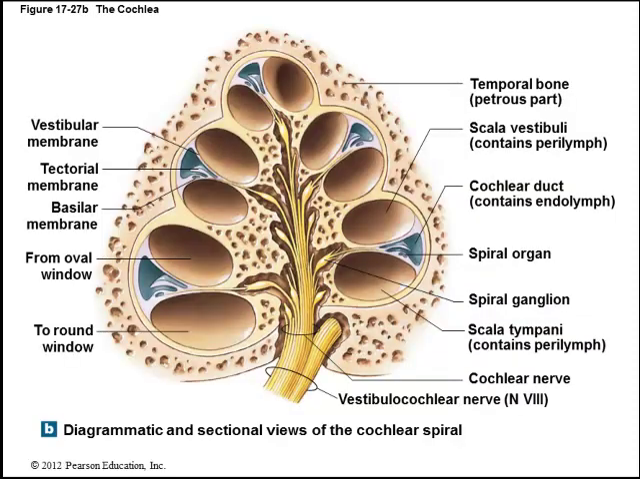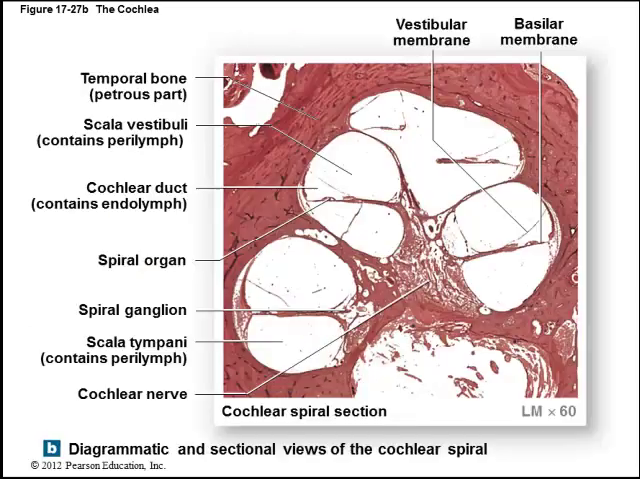Here in this cutaway view, you can see the spiral of the cochlea. You can see it continuing. Here is the cochlear duct. The cochlear duct sits on a bony shelf. We'll look at the parts in a diagram where they're more clearly labeled.